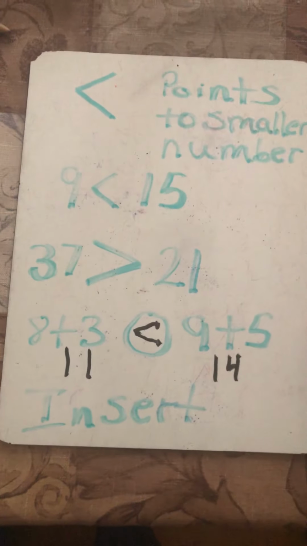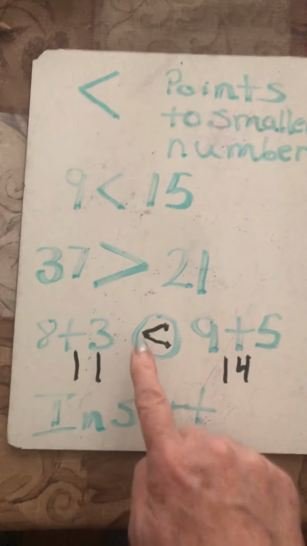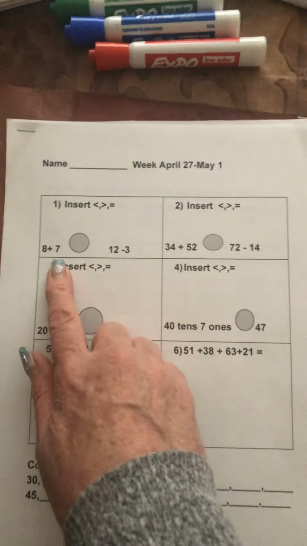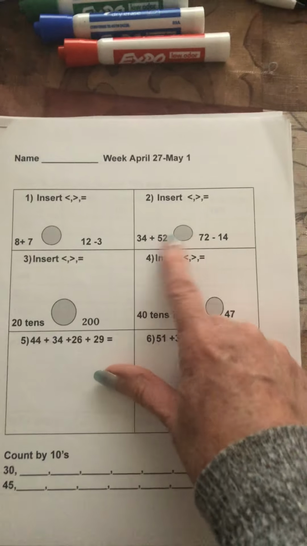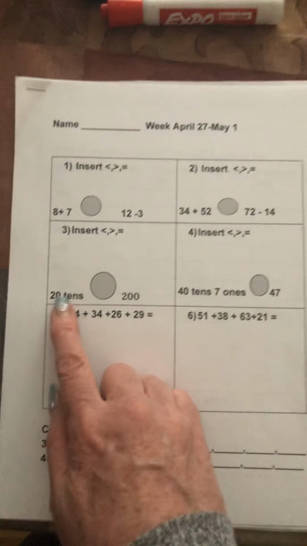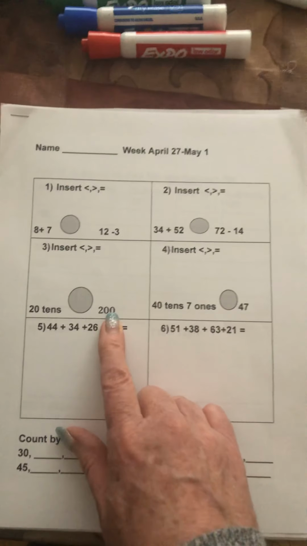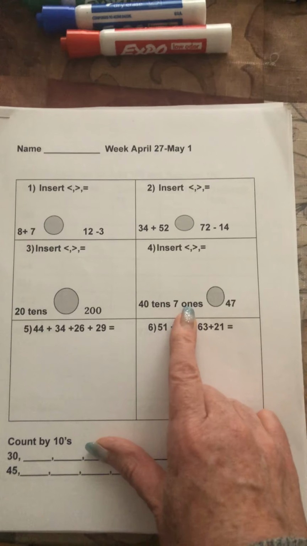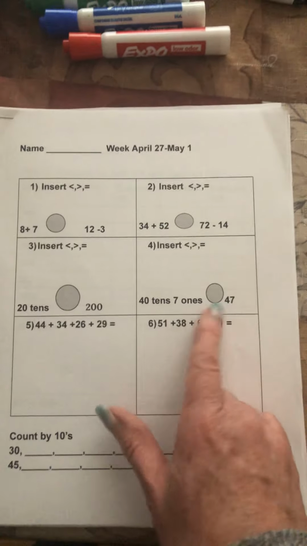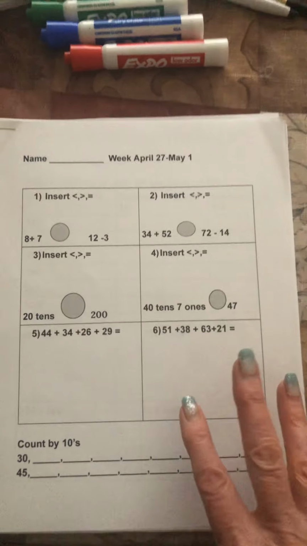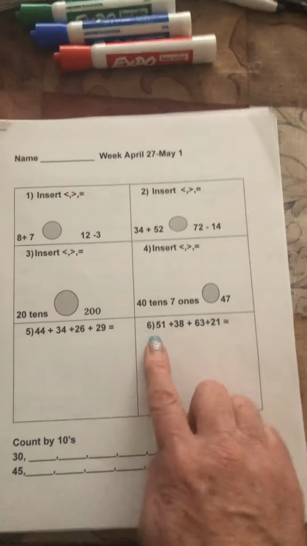Insert just means to put the symbol into the circle like I did. I inserted the less than sign. So here you're going to do the math on both sides. Pay attention to your signs. Do the math on both sides and decide. 20 tens and 200. Think about that. 40 tens and 7 ones. Think about that one. Here, you are going to add 4 two-digit numbers together and use a strategy to come up with an answer.